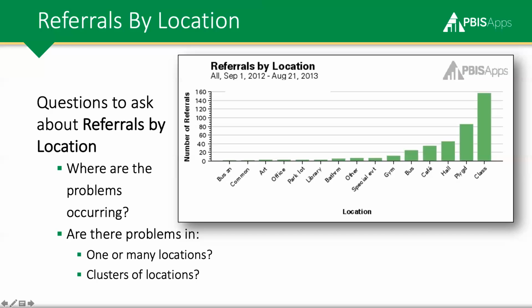And so you'll see there that when a large number of kids are in an unstructured setting, such as playground, hallway, cafeteria, that's where we're seeing the next group of problem behaviors. So this will point out to you: is it one location or is it many? Are we seeing a cluster? Where are these problem behaviors occurring? And we see here right now, we've got a bit of a cluster with these less structured settings.